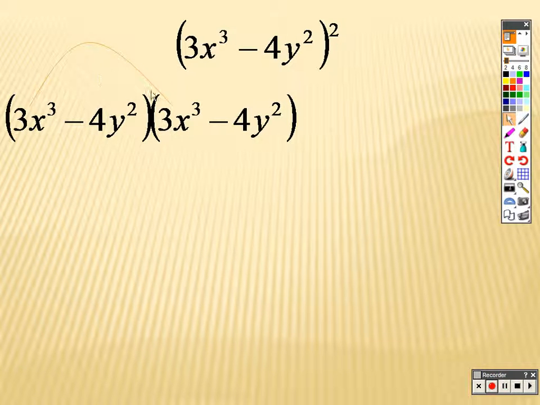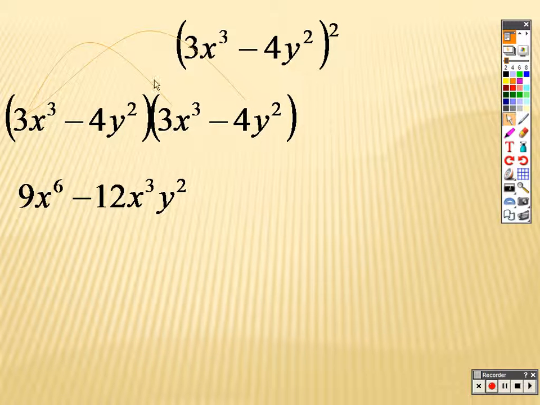So 3x cubed times 3x cubed. 3 times 3 is 9. And remember, you add the exponents. So cubed and cubed is x to the 6th. 3x cubed times negative 4y squared. Well, 3 times a negative 4 is negative 12. These variables do not go together, and x and y aren't the same. Since they aren't the same, that's why I just wrote them side by side. x cubed and y squared don't go together, so I just wrote them there side by side.